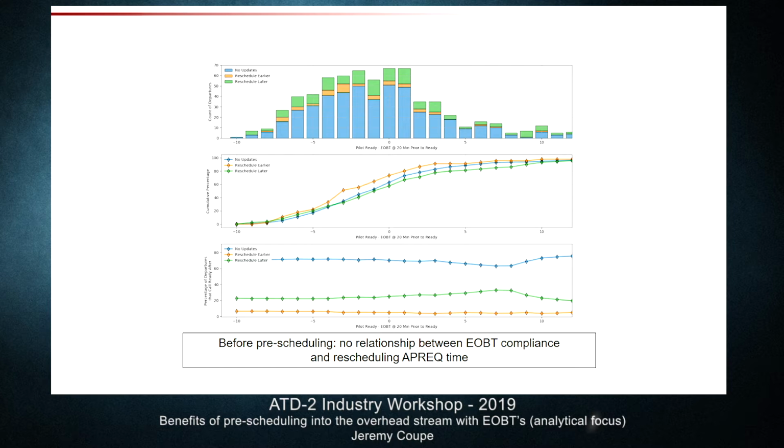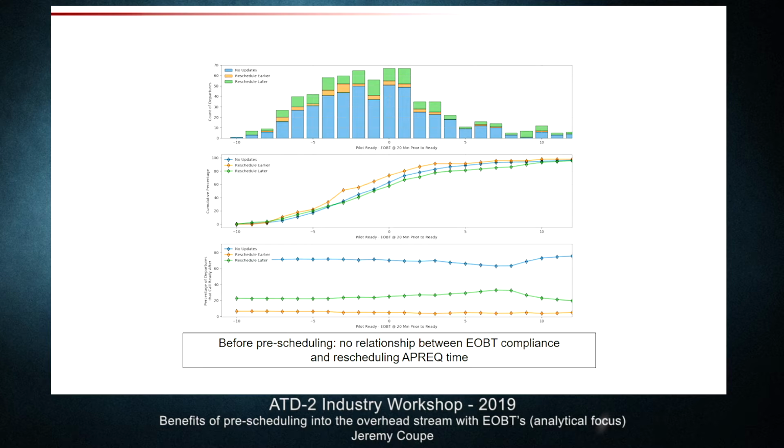One last way we can look at this, and this is my last 1 or 2 slides, and then we'll open it up for questions, is that when we talk about rescheduling, is there a relationship between the EOBT compliance and whether an aircraft rescheduled for an earlier or later time? On here, the horizontal axis is EOBT compliance, where the negative represents a flight that called ready earlier than EOBT, and the positive represents a flight that called ready later than EOBT.